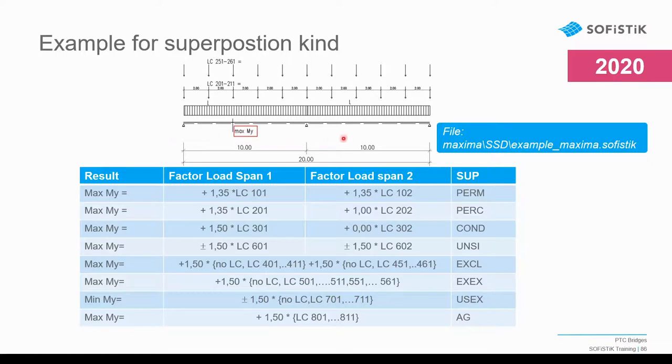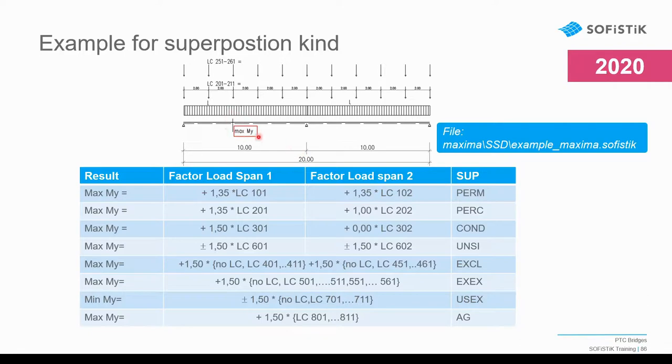I have a two-span girder, and I would like to assess the maximum MY bending moment from different types of load cases, from different types of actions, actually. If I want to explain the superposition type perm, then you need to imagine two load cases. In load case 102, there is a UDL load assigned to load case 102. Both load cases, load case 101 and 102, are assigned to action G1, for example, and the superposition type for this action is set to perm.